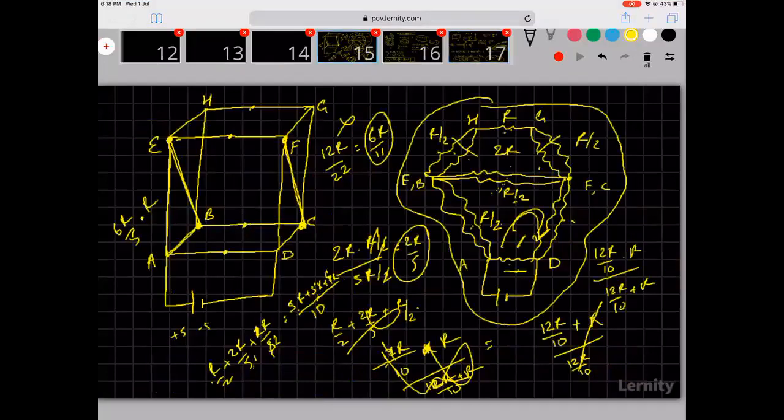AD is not parallel. These three are in series. Actually, I'm sorry, these three are not in series. Sorry, these three are in series. These two are in parallel. Then these are in series. Now, then this comes up.